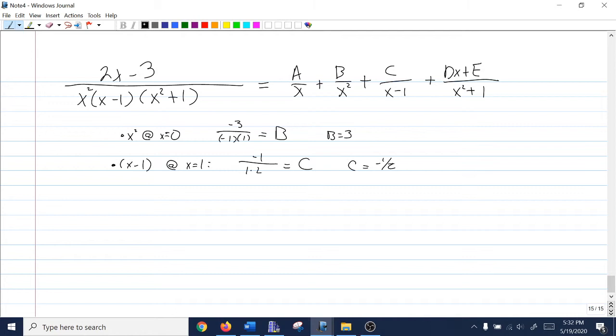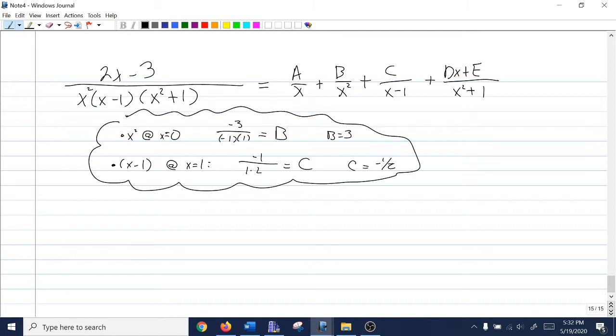I got these b and c values. Let's go ahead and just multiply everything out and see what we get. So this I'm going to put in my pocket and save for later when I get to the part where I'm solving the system of equations. For now, I multiply both sides by the denominator. I get 2x minus 3 equals a times what? One of the x's cancels. I'm multiplying by x squared, x minus 1, x squared plus 1. I'm left with x minus 1, x squared plus 1.